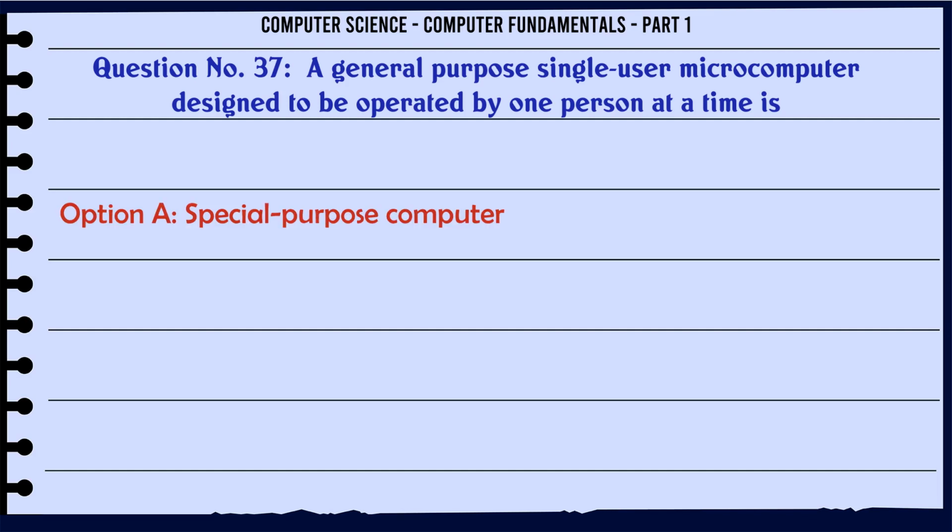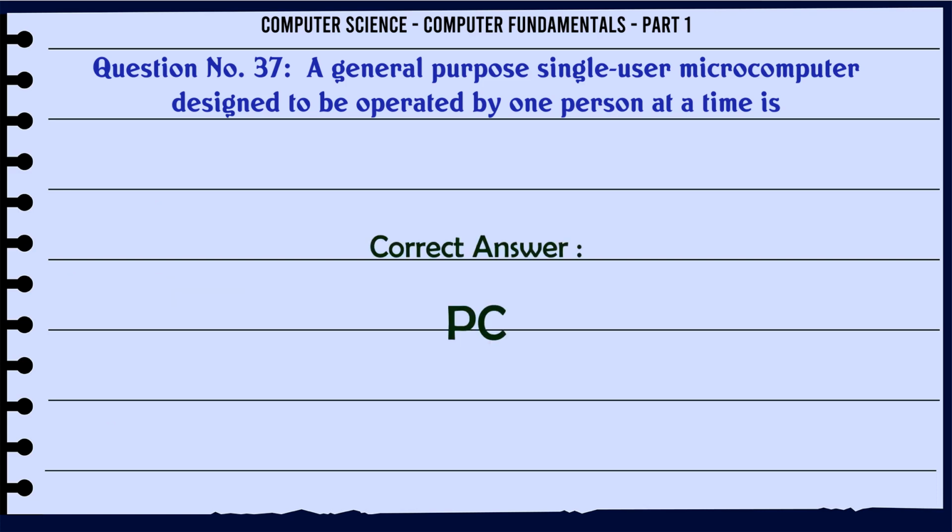A general-purpose single-user microcomputer designed to be operated by one person at a time is A. Special-purpose computer. B. Kips. C. M. D. PC. The correct answer is PC.